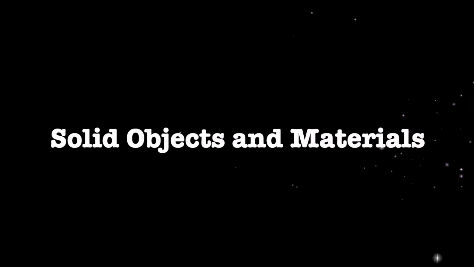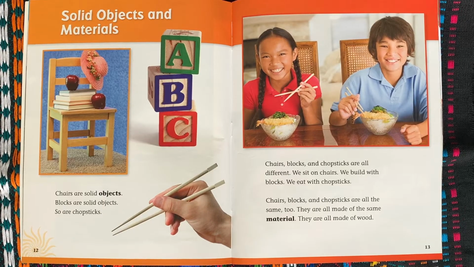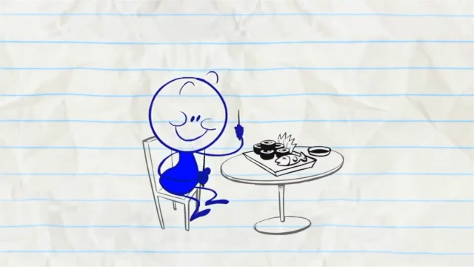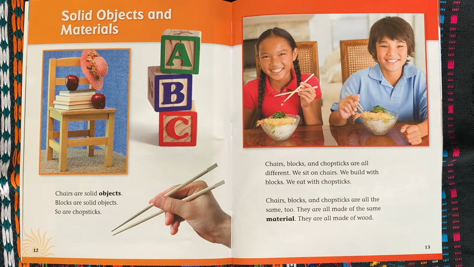Solid objects and materials. Chairs are solid objects, blocks are solid objects, so are chopsticks! Chairs, blocks, and chopsticks are all different. We sit on chairs, we build with blocks, we eat with chopsticks!